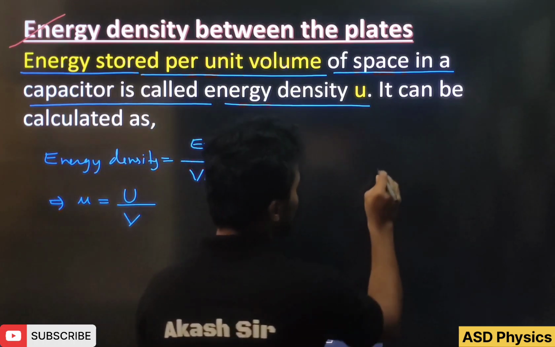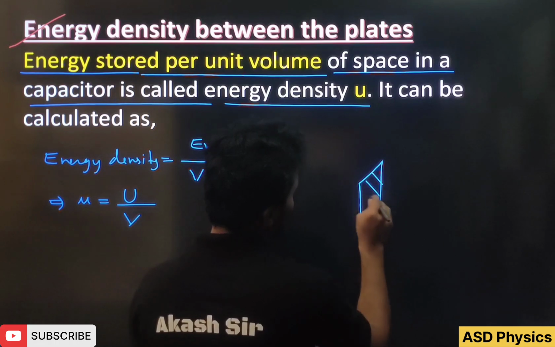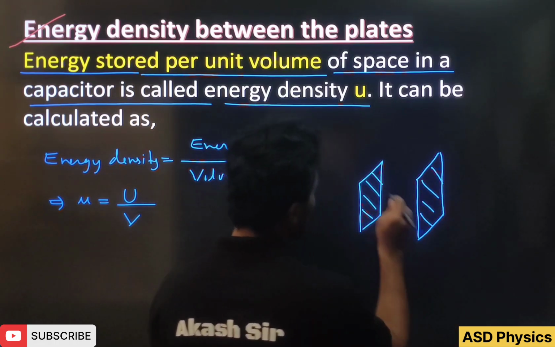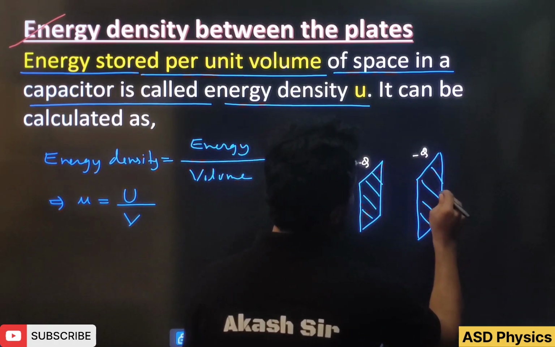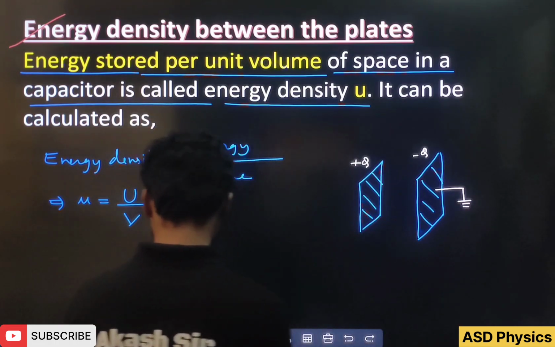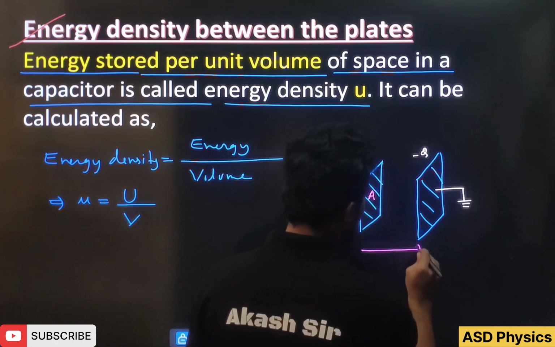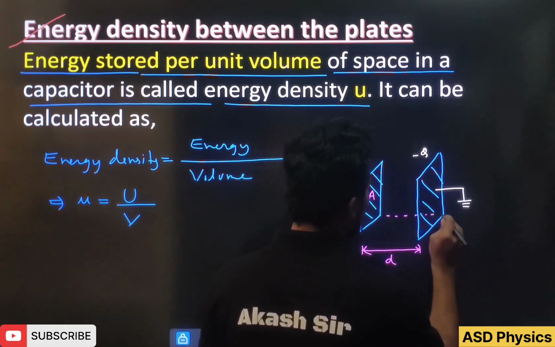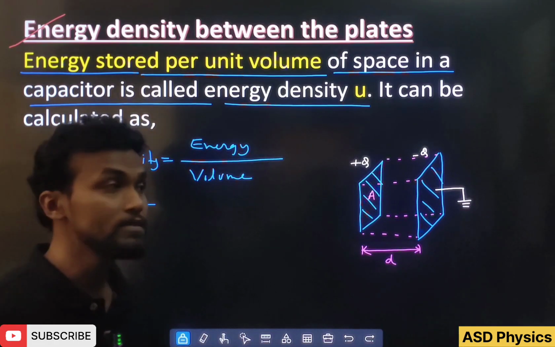Okay, so for that, students, we have to draw the capacitor here. Let's take the capacitor. This is one plate of the capacitor, and this is the other plate of the capacitor. Now one plate will have plus Q charge, and the other will have minus Q charge, and this plate will be connected to the ground. All that we have learned. Now students, remember that the area of the plate here is A, and the separation between the plates is small d. So if we identify this volume, can you tell me very well what the volume is?